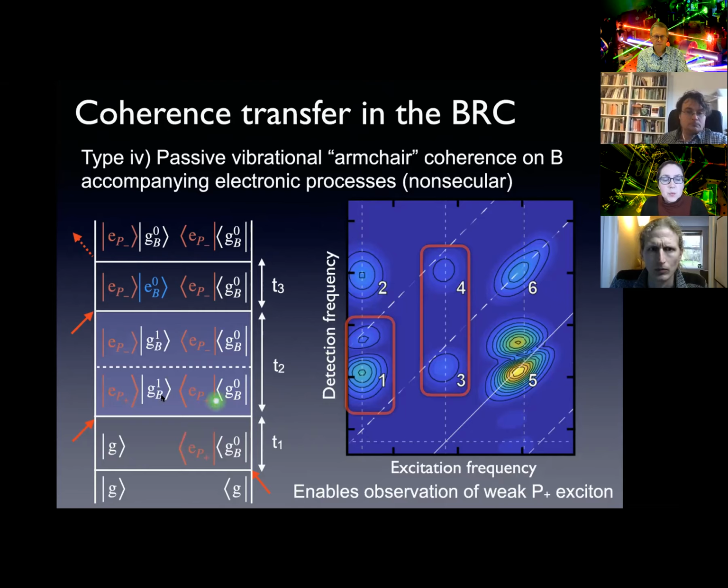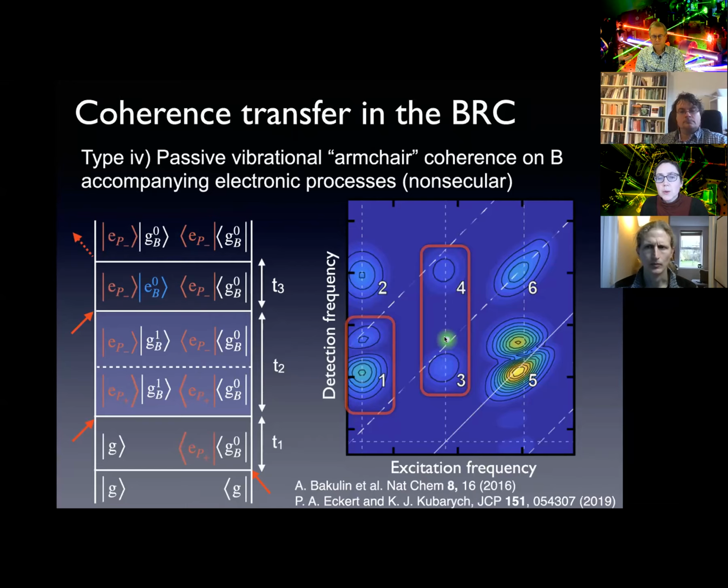And in this case, what we're beginning with is vibrational coherence on the ground state of B. So the electronic excitation is on P+, but then due to rapid energy transfer from P+ to P-, we have a transfer of coherence, but we basically maintain this coherence on the ground state, sort of vibrational coherence on the ground state of B. And this is the type of signature that really enabled us to observe this weak P+ exciton. Okay, so this turns out to be quite handy.